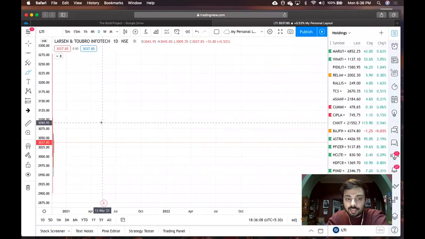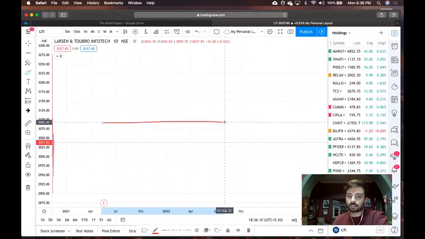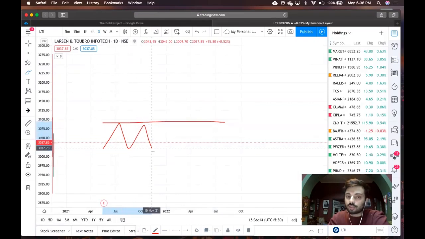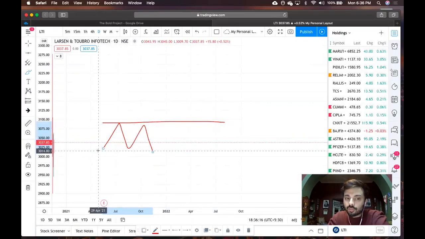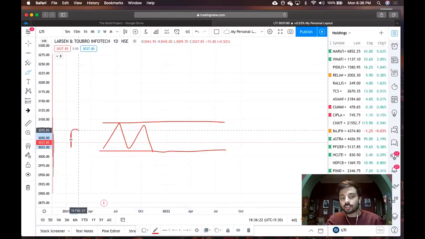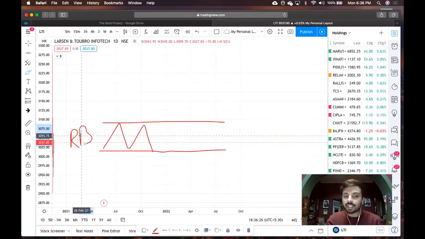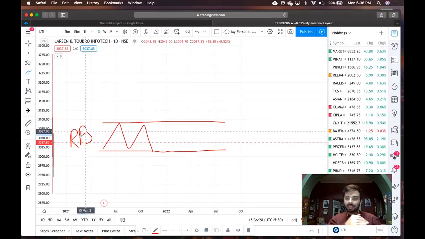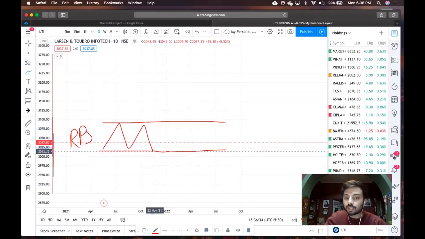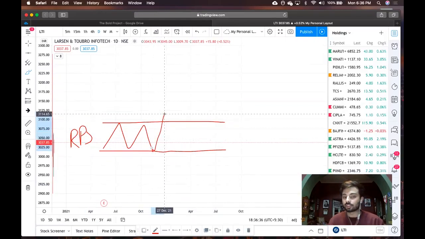Now, let's assume this is my resistance. Price is bouncing here, falling down, bouncing here, falling down. So this is my resistance. So obviously now I have established my support. This level becomes my support. I am moving in this range bound market. Perfect. As long as I continue to move in this range, buy at support, sell at resistance continues to be my strategy. Now what happens is market goes above the resistance.